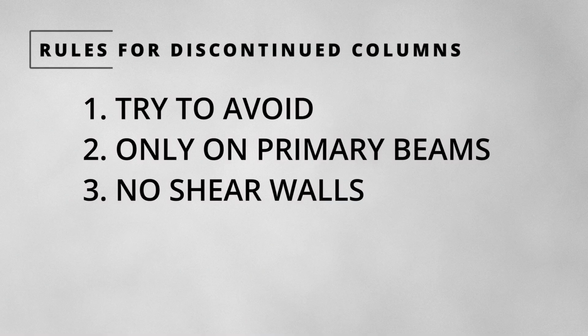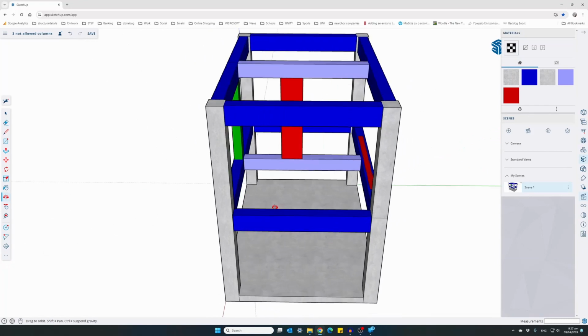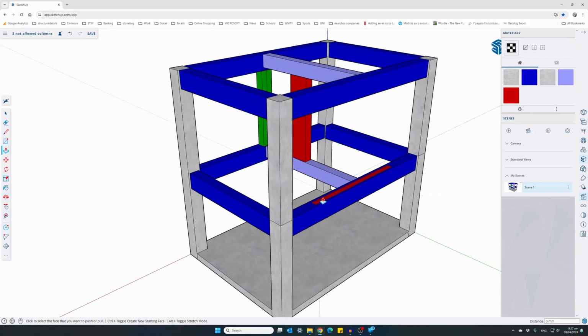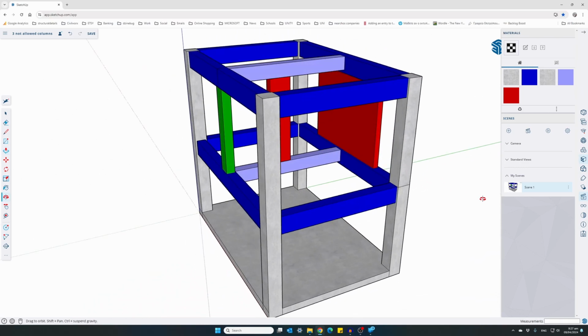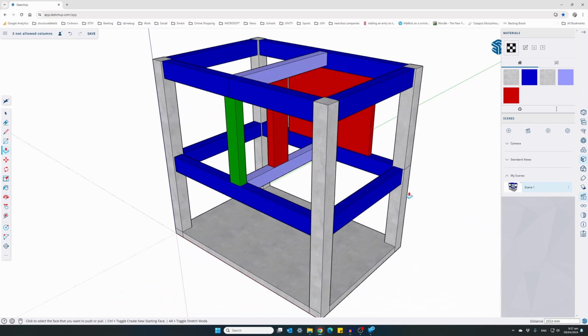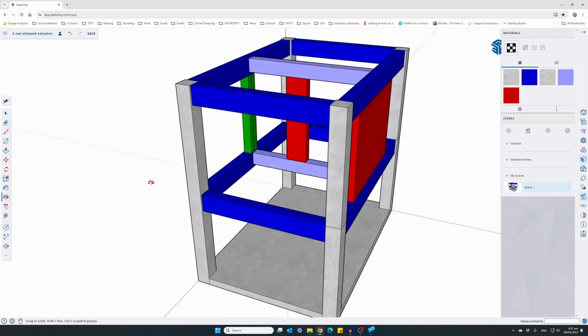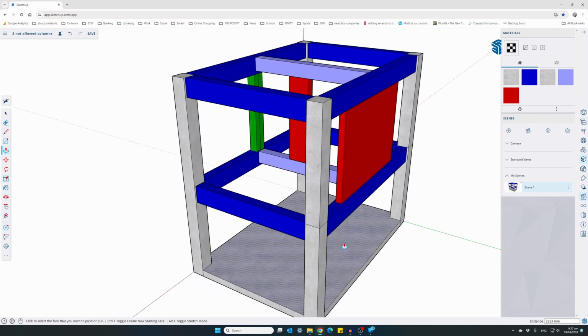The third rule is no shear walls or large columns are allowed to be discontinued. Due to the large size, weight and loads shear walls transfer, it will make it impossible for the beam to carry those loads. So shear walls are not allowed at any point to be discontinued. They must be supported directly onto the foundation.